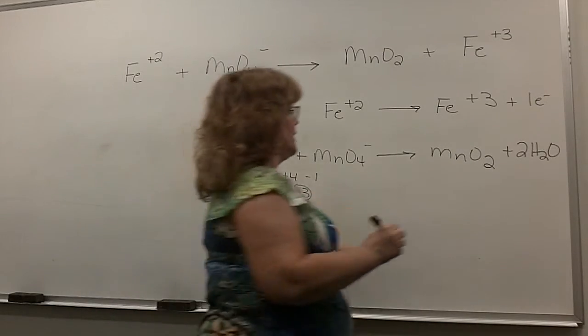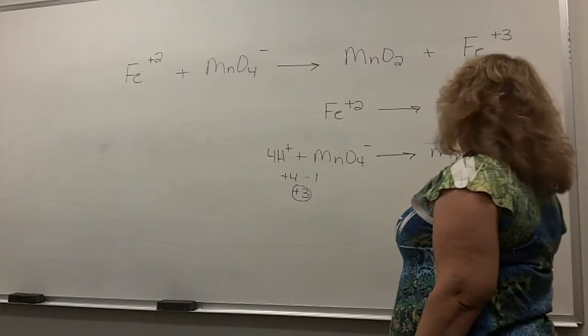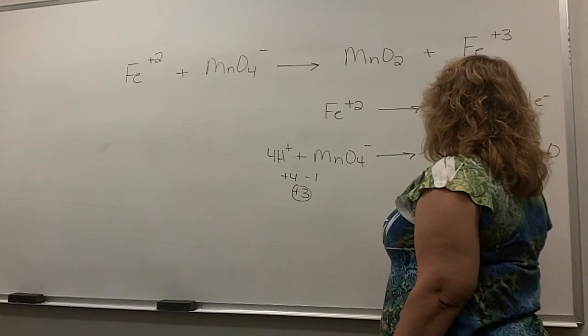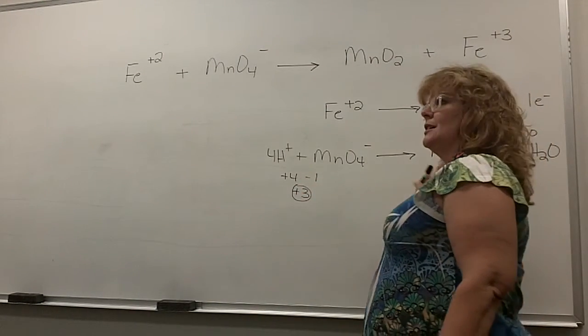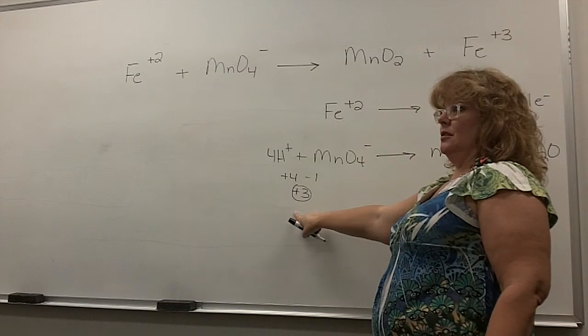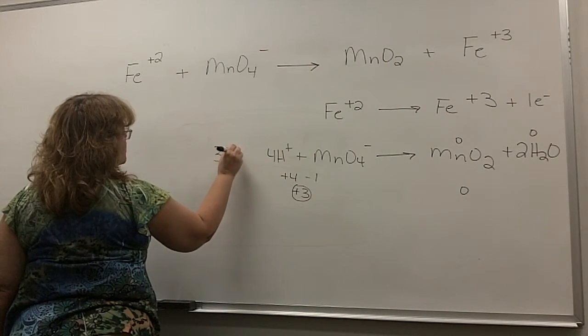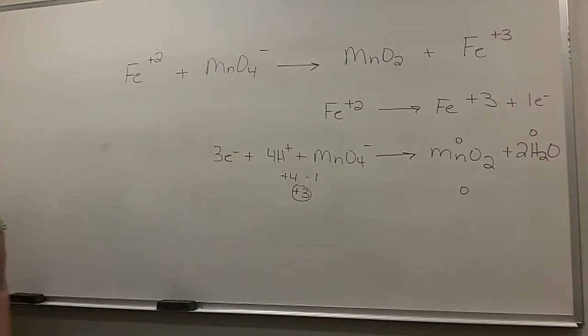Over here, I've got 0 and 0. Neither of those have charges. So how am I going to go from a +3 to 0? How am I going to get this side to be 0 as well? The only thing I can do is add 3 electrons to it. Oh, to make it 0? Right. Okay, I see. To make both sides 0.